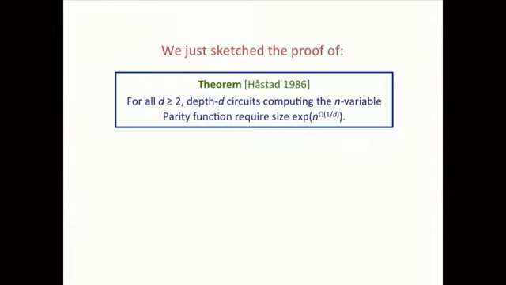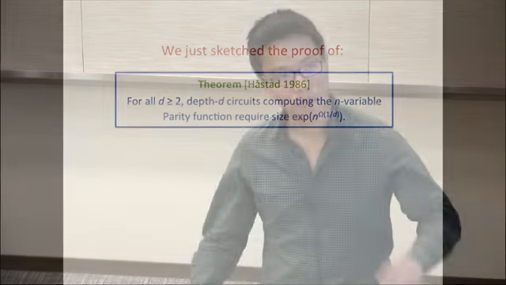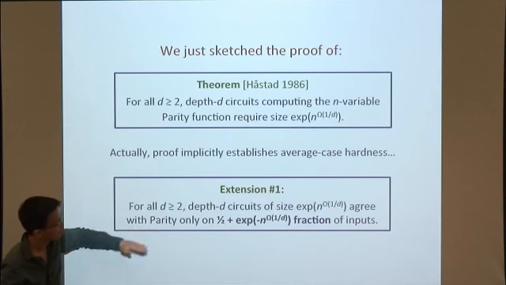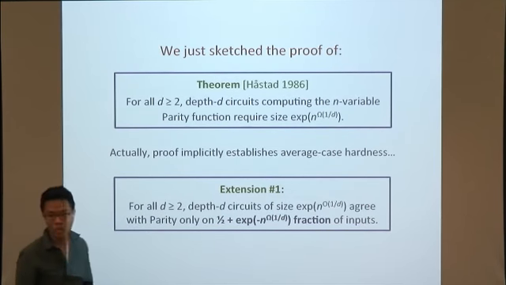Okay. So we just sort of sketched the proof of this parity not in AC0 result. In particular, for every depth d greater than 2, depth 100 circuits of large size cannot compute parity. Okay, and actually, I claim that we have implicitly also established extension 1. The proof implicitly gives average case hardness: not only can you not compute parity, your agreement is a tiny, tiny fraction. So let me tell you in one slide why this follows.